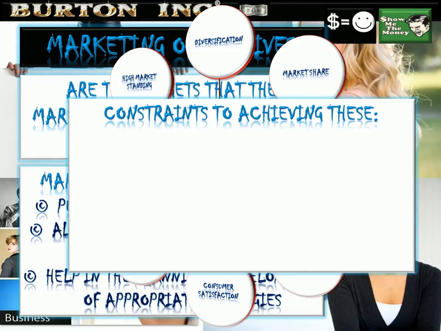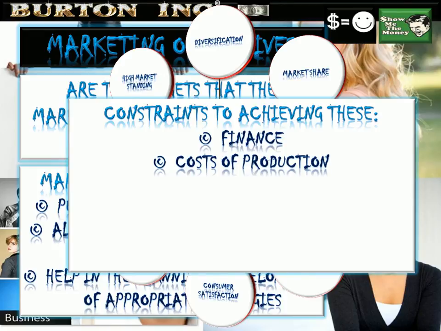And with any objectives, they're not a given. There are constraints to achieving any objective. Finance, the size of a firm's marketing budget will determine the marketing activities that can be undertaken to achieve the objectives. Cost of production, the firm's costs determine its capacity to compete on price and on quality. So the lower the cost, the lower the price, the more price competitive the firm.